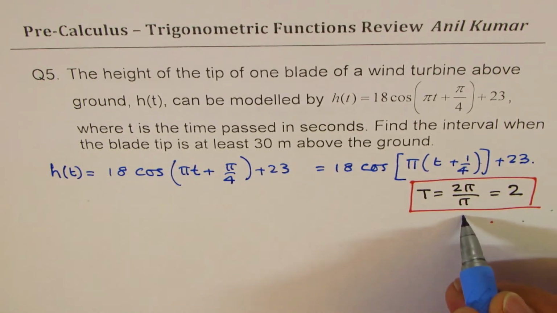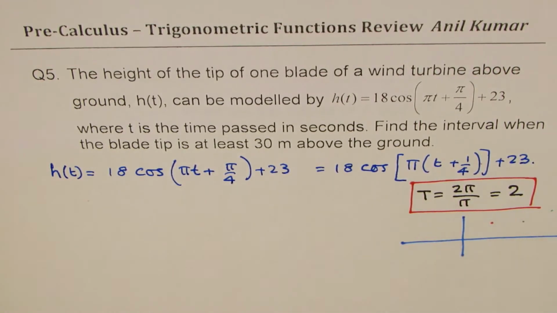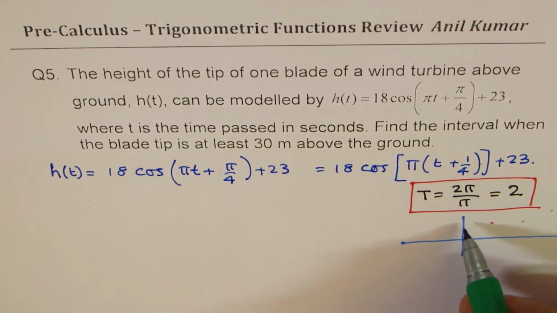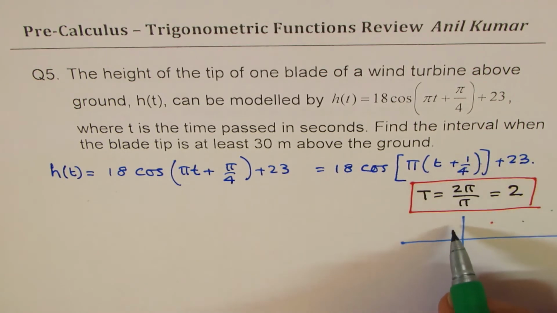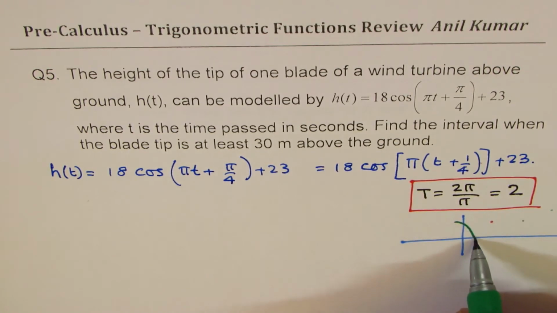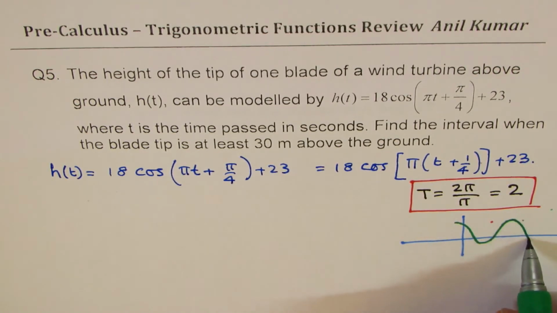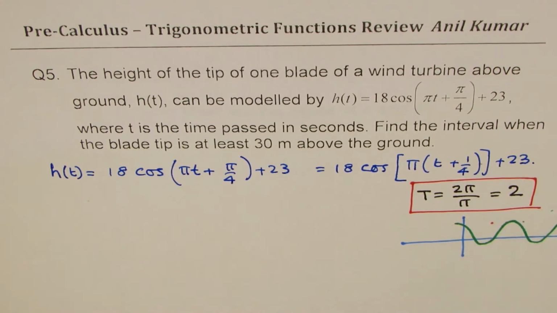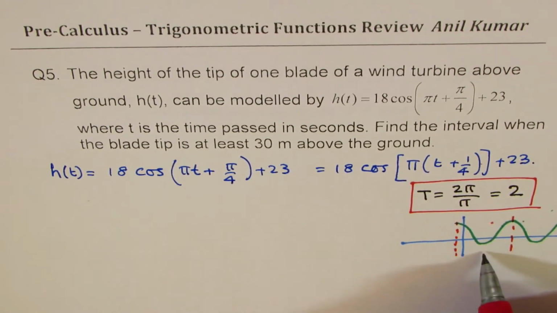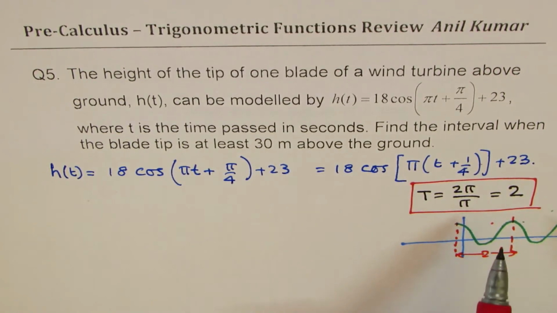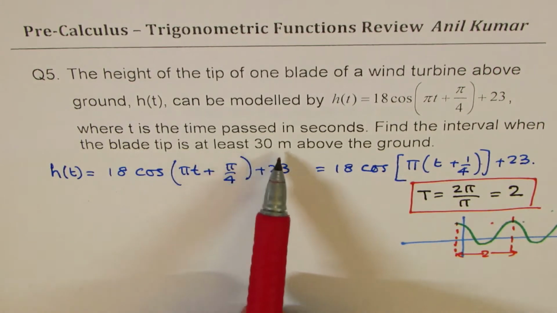So if you want to sketch this graph, let me just make some sketch. Cos function starts from here, but this 1 by 4 means it starts earlier, right? So let me say that the peak is here. So we have the peak here, and let's say this is how the function is, correct? So from here to this point, maximum to maximum, this is 2. That's what I'm trying to say. Is it okay? Now, the question is when it is at least 30 meters.